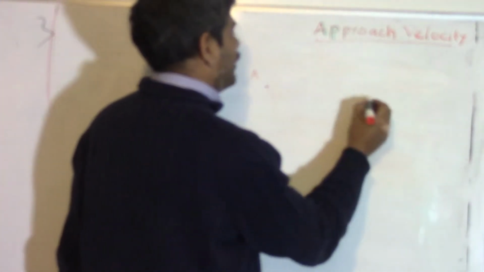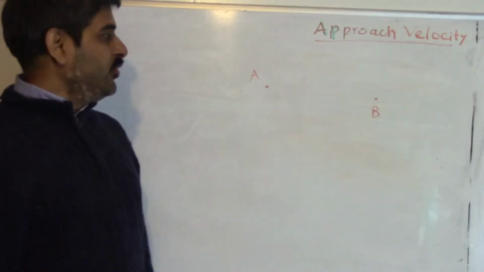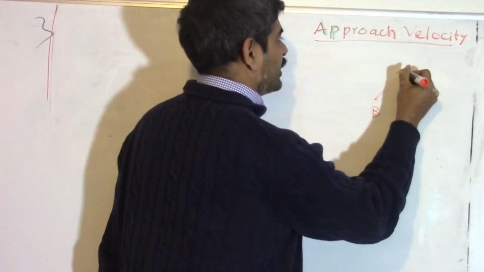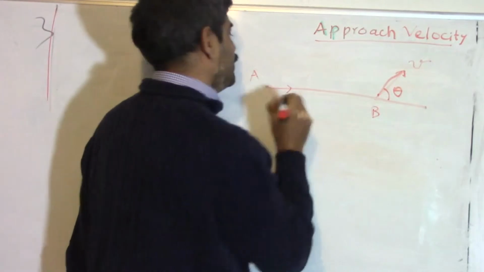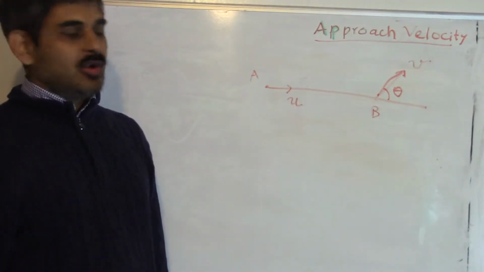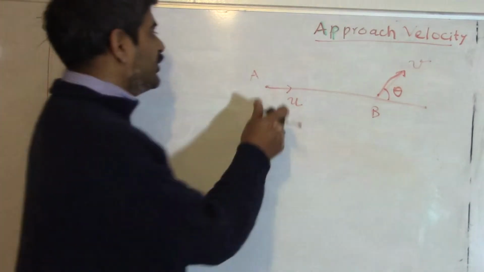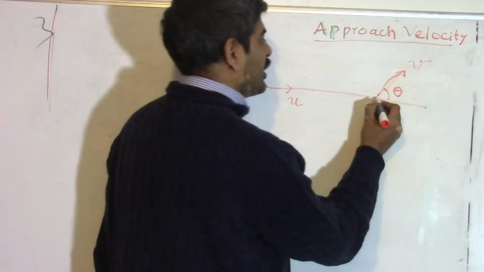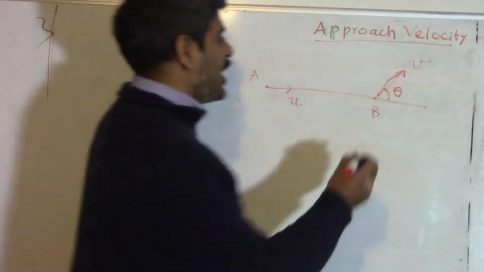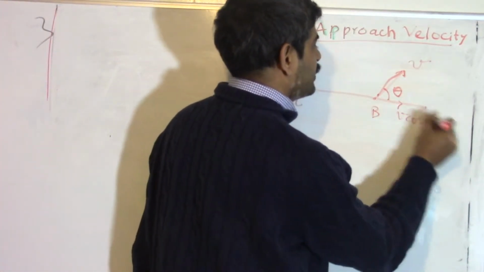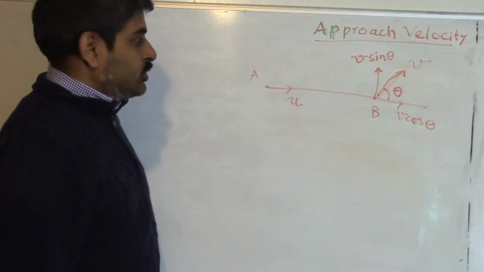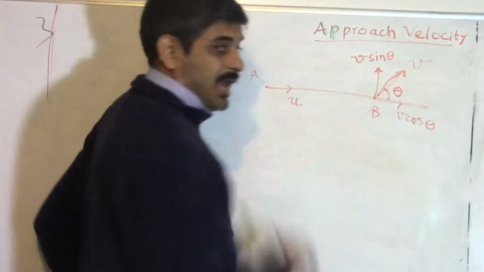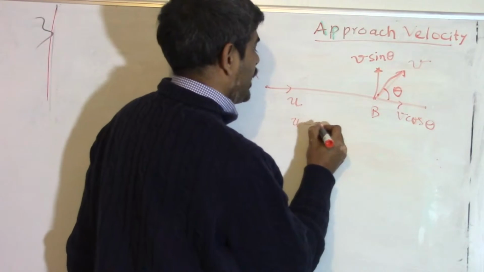But before we do that, let's see what happens when A is here and B is here, and B is moving not along this line, but making some angle theta, with B moving with velocity v and A moving with velocity u, like this. In this case, what is the approach velocity, the velocity with which A is approaching B? That's one thing we need to find out. So what we do is we resolve this v into two parts. One is v cos theta, and this vertical component is v sin theta. So the velocity with which A approaches B along this axial direction is going to be u minus v cos theta.